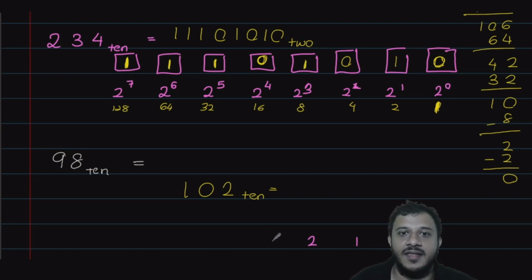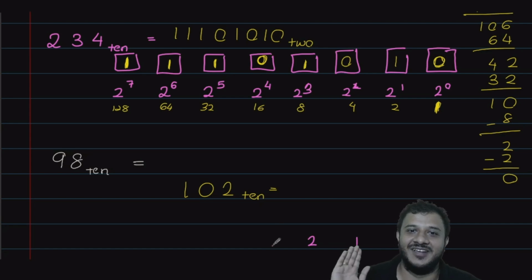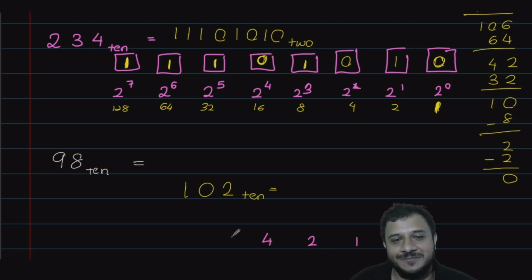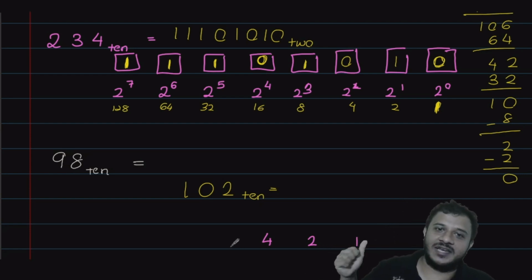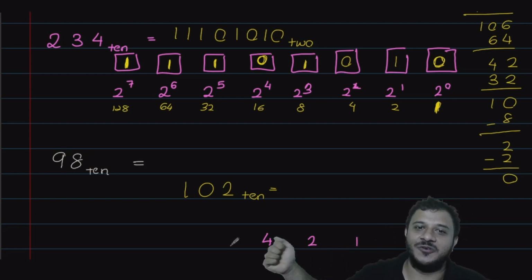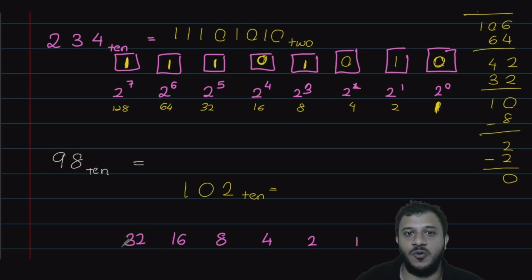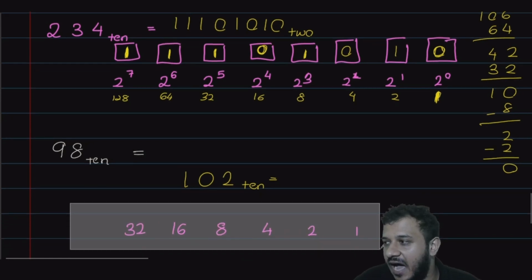2 to the powers. 2 to the power of 0 is 1. 2 to the power of 1 is 2. Then 4. And after that? Double it. 1 times 2 is 2. 2 times 2 is 4. 4 times 2 is 8. Then 8 times 2 is 16. 16 times 2 is 32. Now keep on going like that, but don't go above 102.